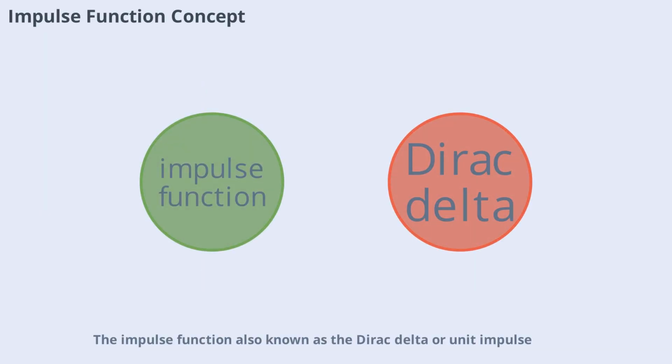The impulse function, also known as the Dirac delta or unit impulse, is a fundamental concept in signal processing. It's defined mathematically to be zero everywhere except at a single point, where it is infinitely high but has a total area of 1. In discrete time signals, the impulse is represented as a sequence with a single non-zero value. The impulse function is used to model sudden events and to analyze system responses.